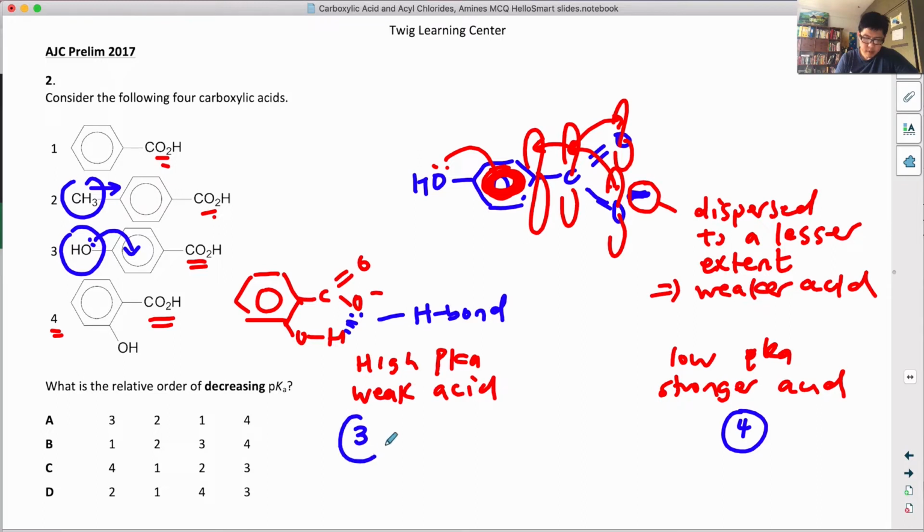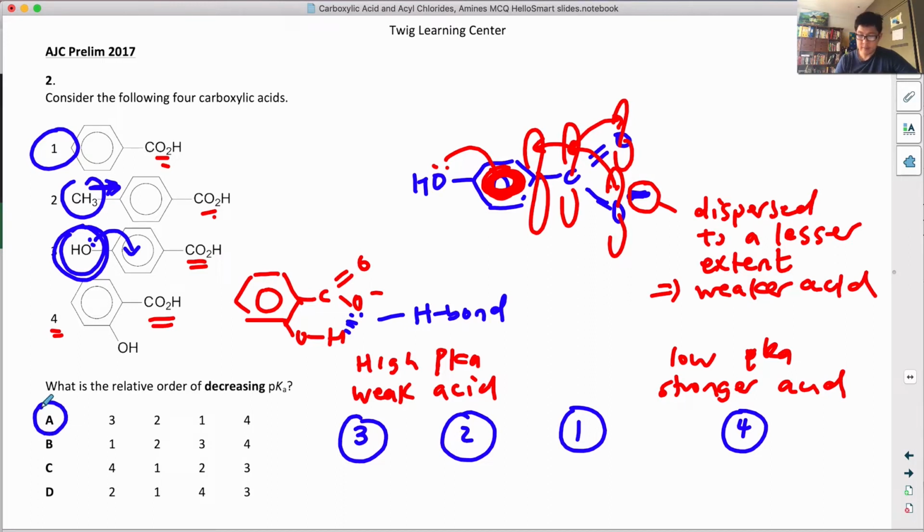Okay, then the next weaker acid is CH3. CH3 is also electron donating, but it's only mildly electron donating, unlike phenol. So it's mildly electron donating. It also makes it a weak acid, but it's not as weak as with the OH group attached to the benzene ring. So the next weaker acid is number 2. And then 1, because 1 has the absence of any electron donating group. So it is actually stronger than 2 and 3. So the answer for this question is actually 1.